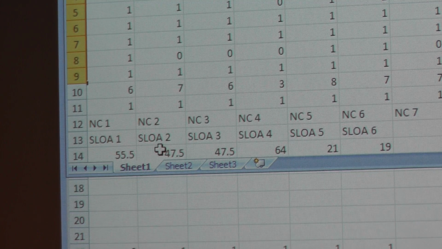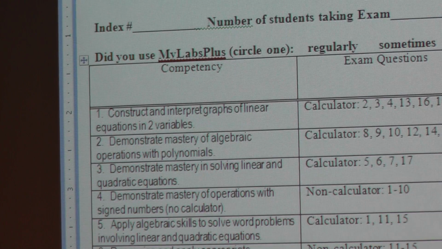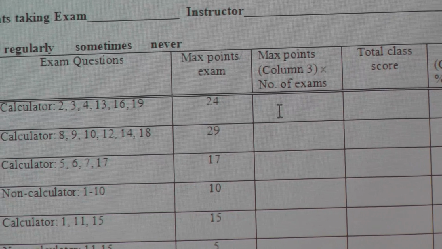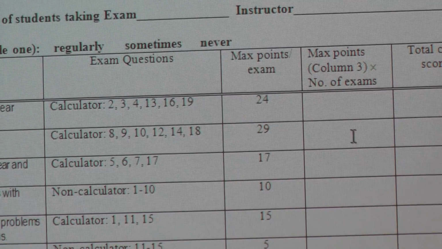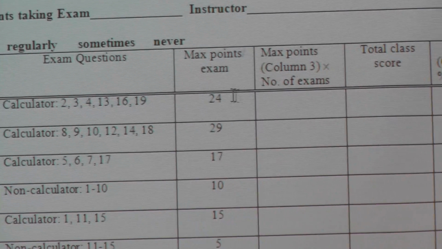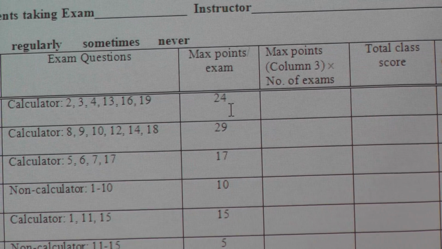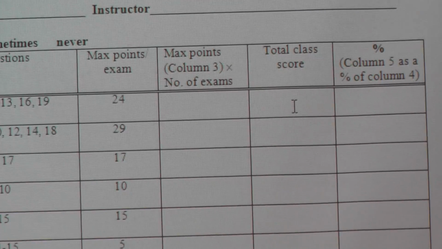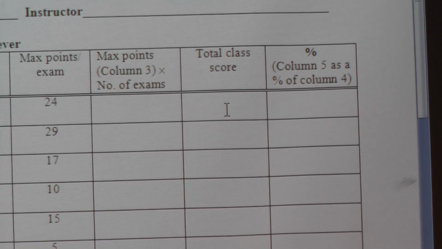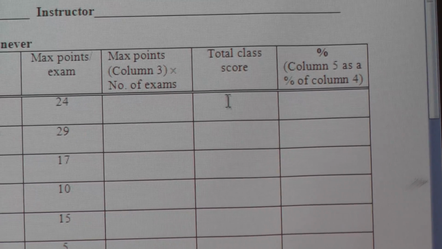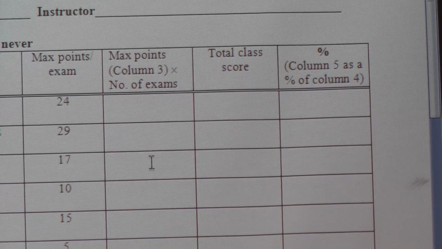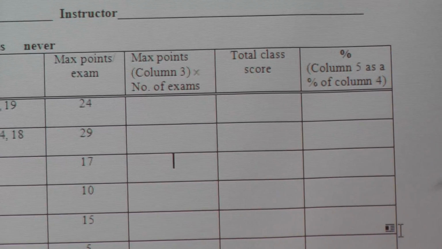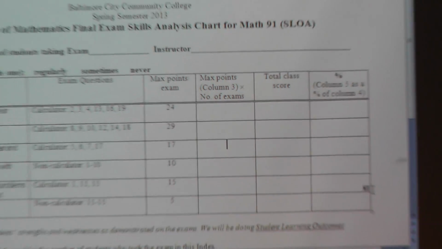And then SLOA number 2 would go in the block here, and then all you have to do is calculate the max points and the percentages. The max points are calculated by multiplying the number of students who took the exam by the max points, and then your total class score, which you've gotten from the spreadsheets, is the numerator of the fraction, and the max points will be the denominator, and that will give you the percent.